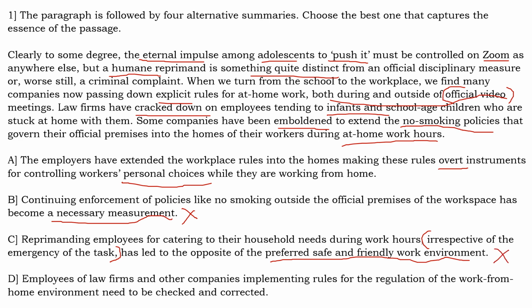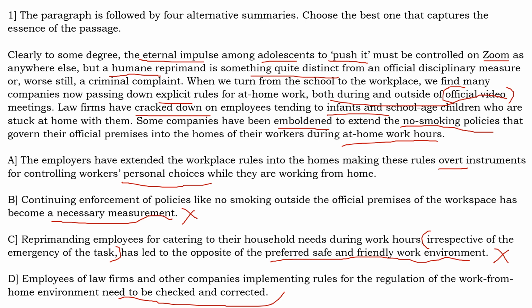Option D, employees of law firms and other companies implementing the rules for the regulation of work from home environment needs to be checked and corrected. So he says that employees need to be checked and corrected. Means whatever employers are doing, that is correct. Employees have to be controlled or corrected. We don't know. The passage is not saying that this is necessary or the employees had to be controlled. It is only saying that adolescents are misusing this facility.